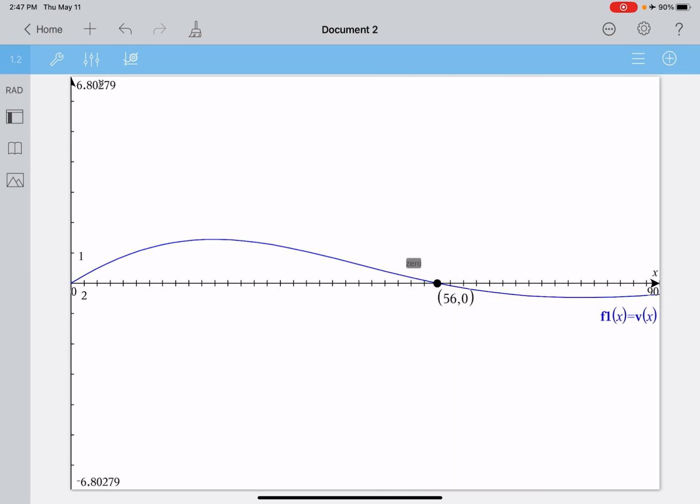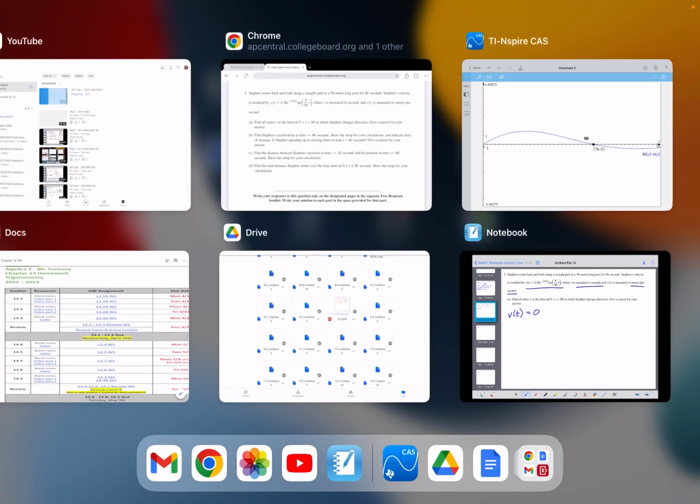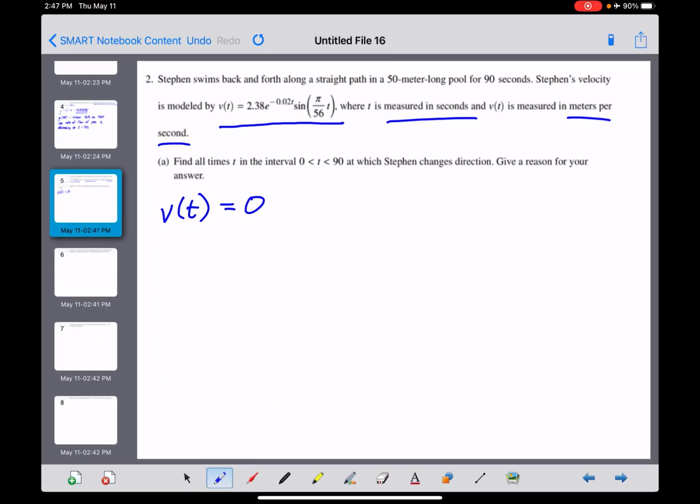Oh, turns out it was actually at 56, which now that I think about it, I probably should have known because of the 56 right there. Yeah, and sine of pi is going to equal 0. My mistake. All right, so v of t is equal to 0 at t equals 0 and again at t equals 56. But it only changes direction at 56. You can't change direction at the moment that you start there, guys.